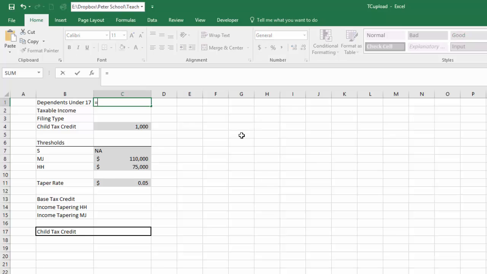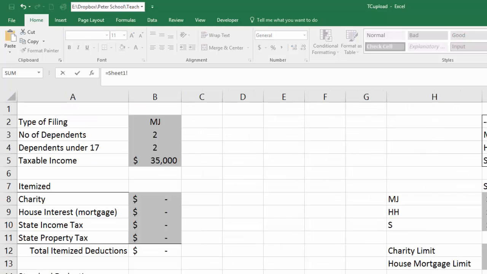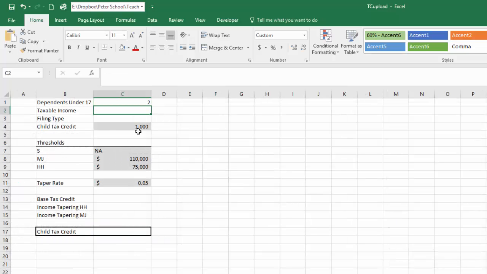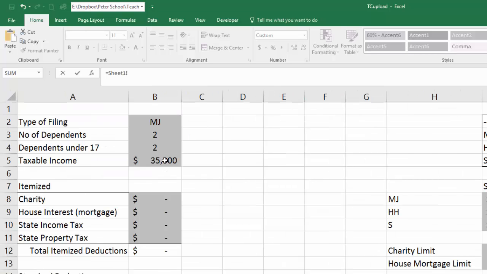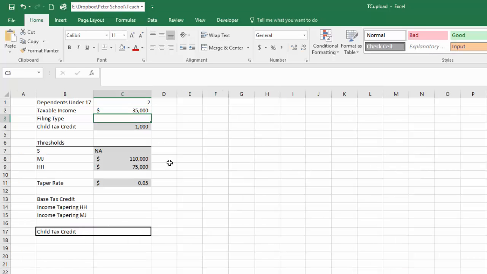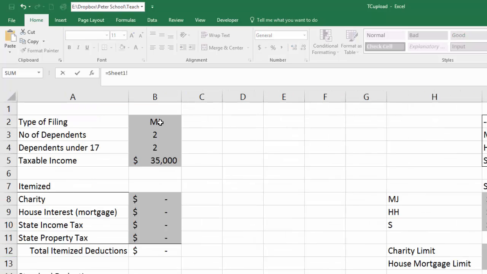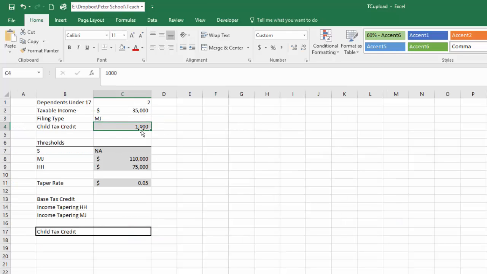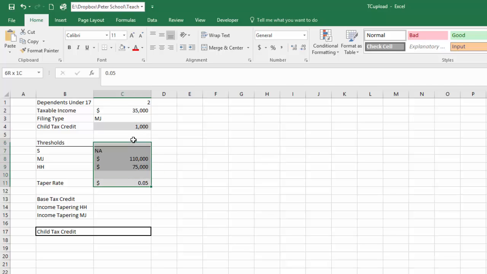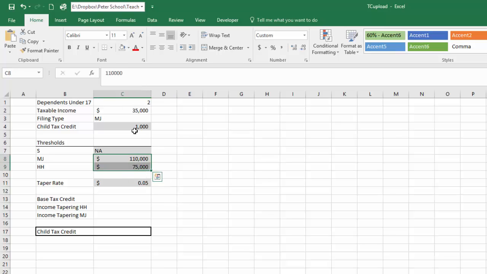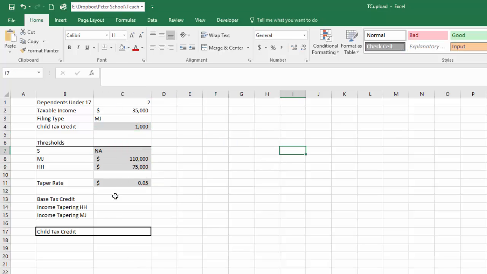What we need to do in this video is calculate what your child tax credit is going to be. First, we need to know how many dependents under 17 you have, which we'll pull from your first tab with all of your inputs. Then we need your taxable income, and lastly your filing type. In this case, I just put married joint. Notice the gray cells: these are things that could change in the future, the taper rate, the thresholds, or the tax credit, so you can just update those.